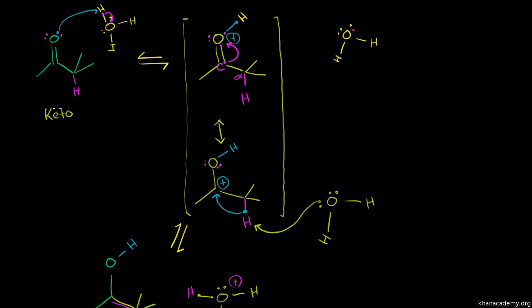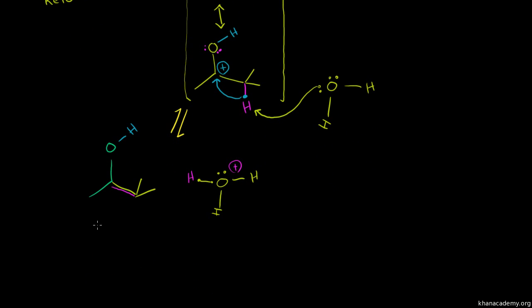And they sometimes will call this the keto form of the molecule. And then we ended up with something called an enol form. An enol comes from the fact that it is an alkene. It is an alkene that is also an alcohol. You could even call it an alkenol. It has a double bond, and on one of the carbons that has a double bond, it has an OH group.